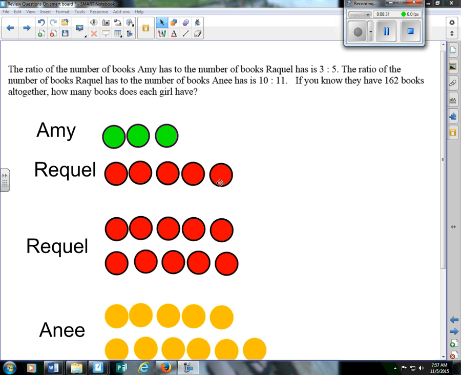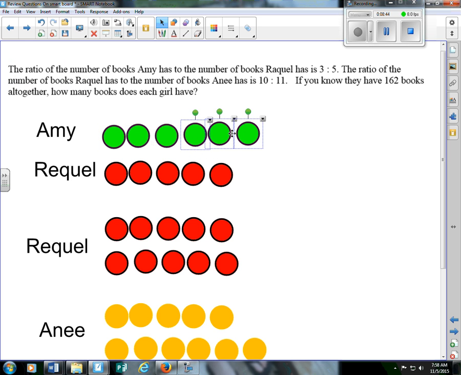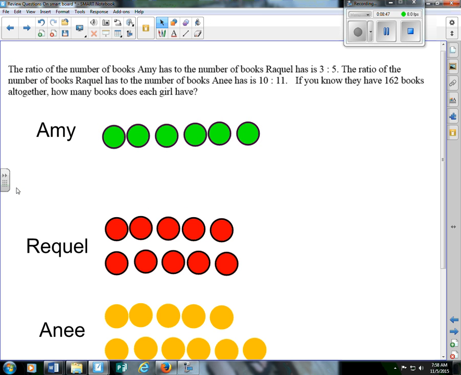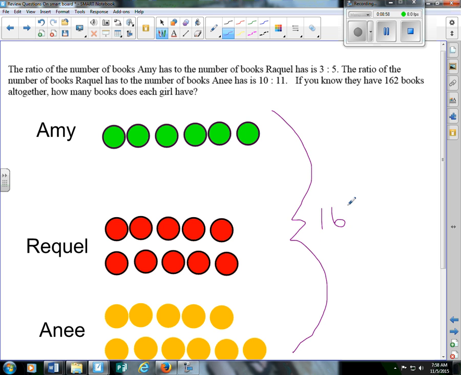I know that I can make all of this the same if I double up Raquel up here, because she has 5 here and then 10 here. So I would have to double up Amy, and that would make the whole entire model equivalent, and I could get rid of the rest of this. Okay, now we know that there's 162 books, so I would set this whole model up to 162. And then I would total everything up and figure out how many different bubbles there were. So as I counted, there's 27 different bubbles here.